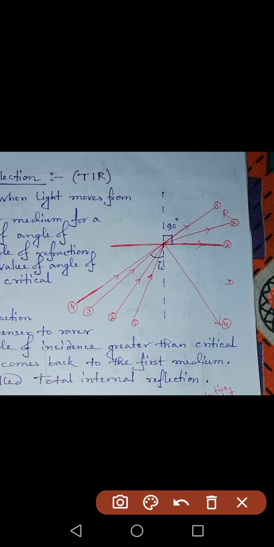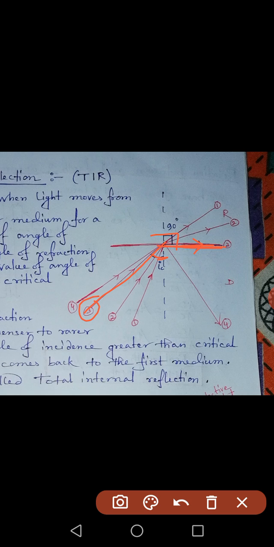Now again, if I increase the angle of incidence further, suppose this ray 3, it goes more away from the normal, so it reaches exactly the interface of both media. In this particular case, the angle of refraction is 90 degrees, because the light ray is exactly at the interface. If the angle of refraction is 90 degrees, then its corresponding angle of incidence, which is given by iC, is called the critical angle.